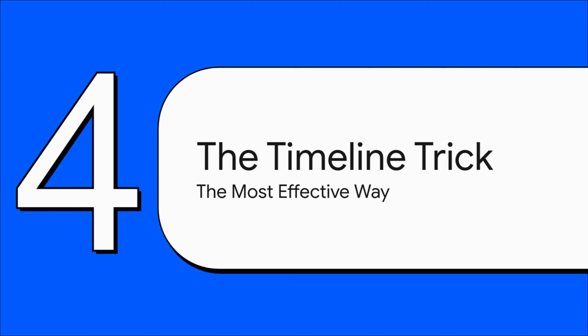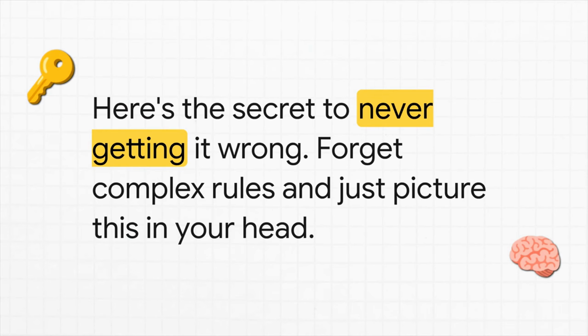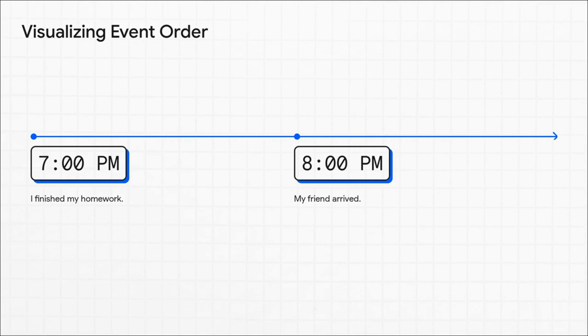Seriously, if you can just picture this one simple thing in your head, you will never be confused about the past perfect ever again. No joke. This is the secret right here. Forget all the complicated grammar rules. Just visualize this. Okay, let's create a super simple story timeline.